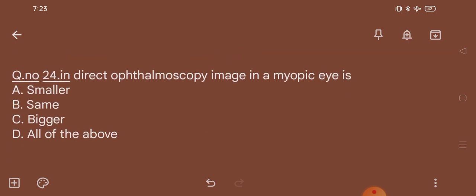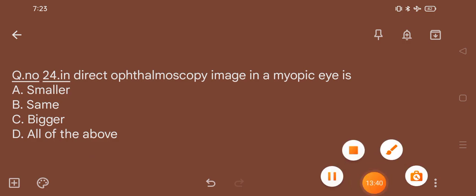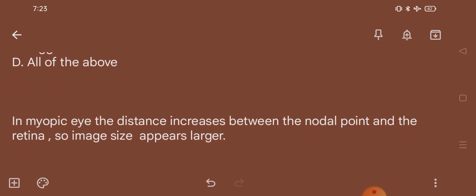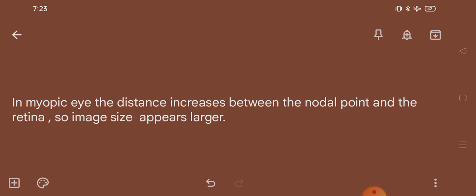Question number 24: in direct ophthalmoscopy, the image in a myopic eye is option A smaller, option B same, option C bigger, option D all of the above. The correct option is option C, that is bigger. In a myopic eye, the distance between the nodal point and the retina increases, so the image size appears larger.